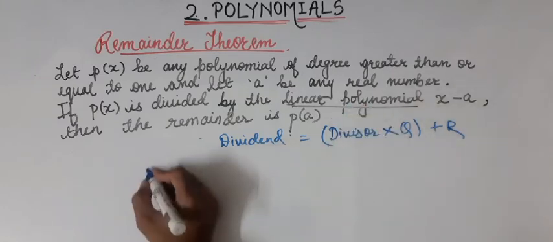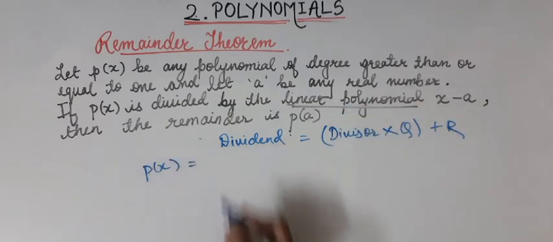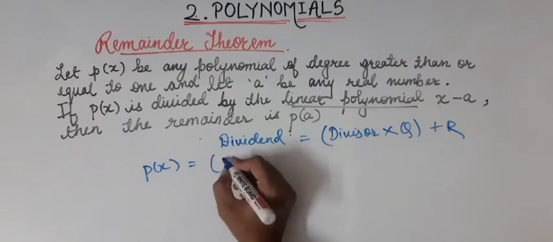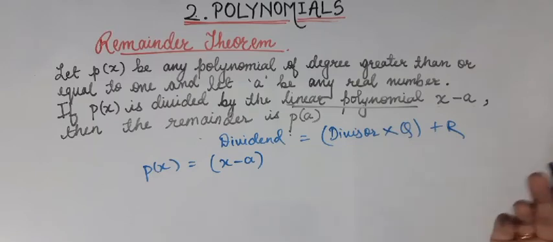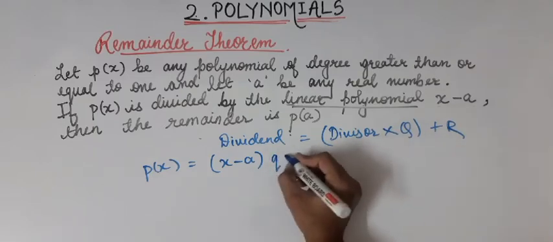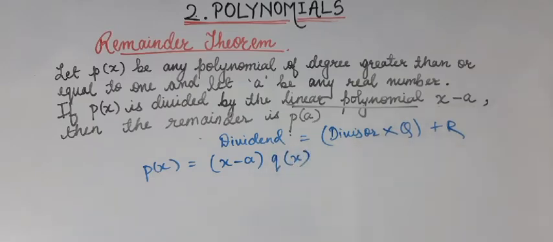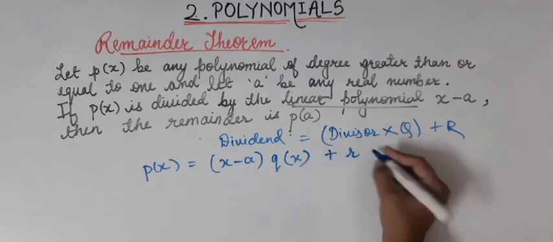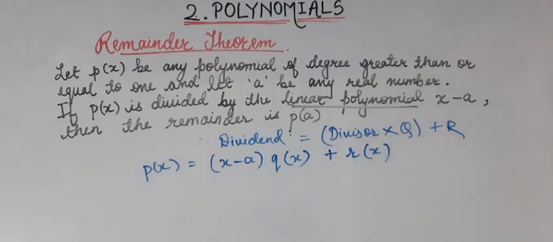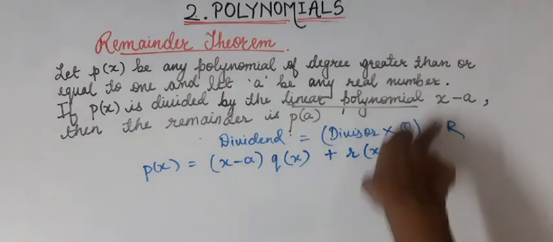Now in this case, what is your dividend? P of x, right? What is your divisor? Divisor is x minus a. What is your quotient? Let us consider that quotient as q of x and the remainder as r of x. So this becomes the division rule for this statement.